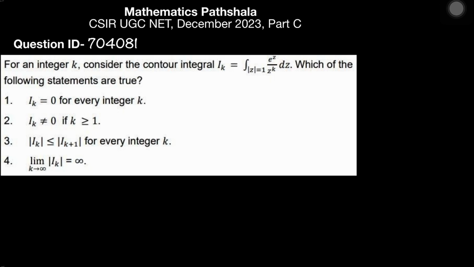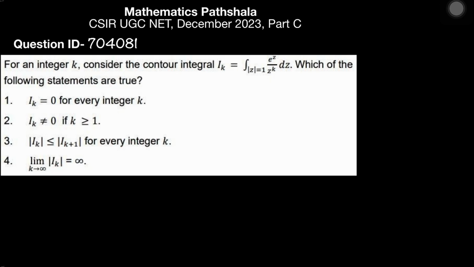This is Norris. Today I will discuss this problem which came in CSIR UGC NET December 2023 in Part C. This question is from complex analysis. Let's see the question. For an integer k, consider the contour integral I_k equal to this, then we have to find which of the following statements are true.